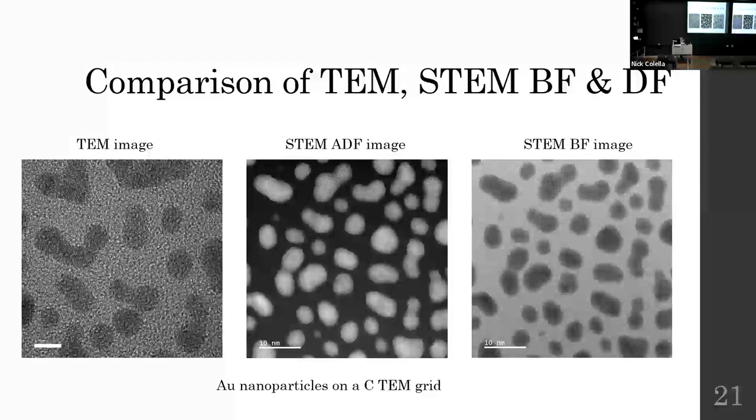And then we've got the HAADF, annular dark field detector image here, and then a bright field image over here. Because the electrons that aren't used for the annular dark field image go through the middle of the detector and land on the bright field detector, these are going to be inverse of each other. That's why this one looks bright here and it looks dark over here.